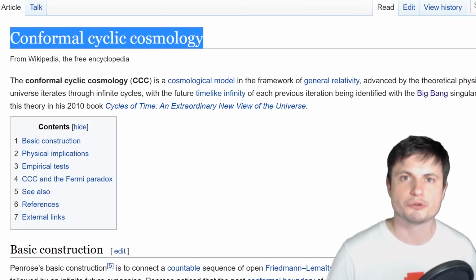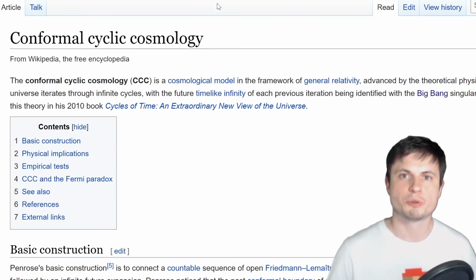This concept usually goes by this name, although sometimes it's known by different names as well, and generally we refer to it as cycles of time. And even though you may have never heard of Penrose before, he's actually on par with Stephen Hawking in terms of various ideas and theories he proposed over the years.